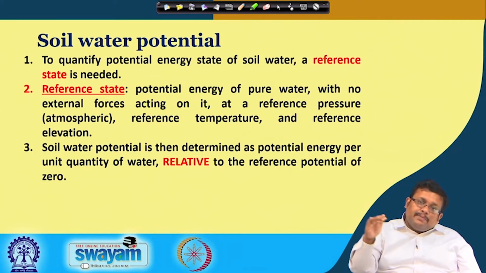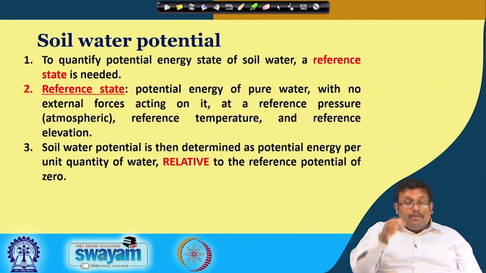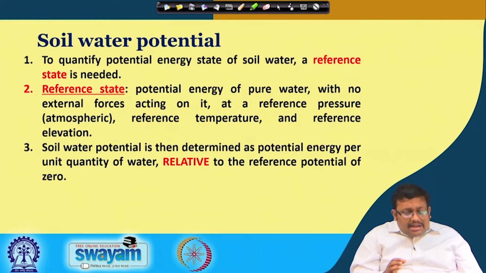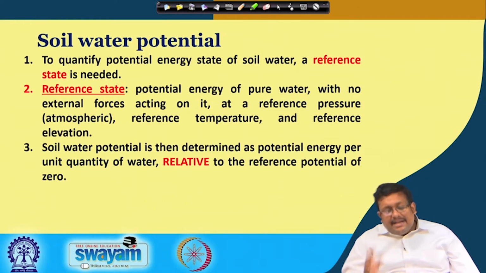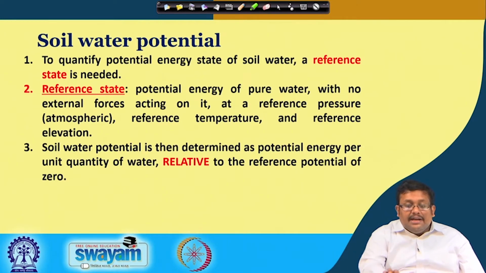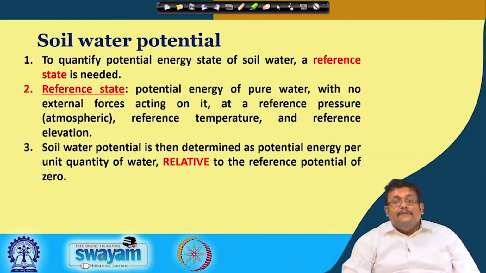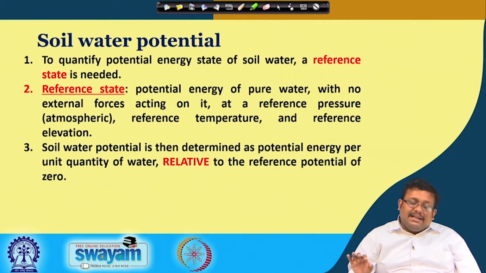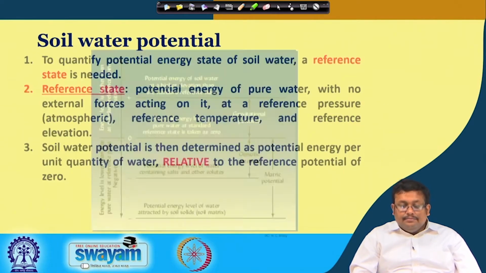So, if the water is present in a pool, the water inside the pool is considered as a reference state with 0 potential energy, and soil water potential is then determined as the potential energy per unit quantity of water relative to the reference potential of 0. So, the water in this reference state is considered to have a potential energy of 0, and whenever we talk about soil water potential, it always determines the potential energy per unit quantity of water relative to that reference state.